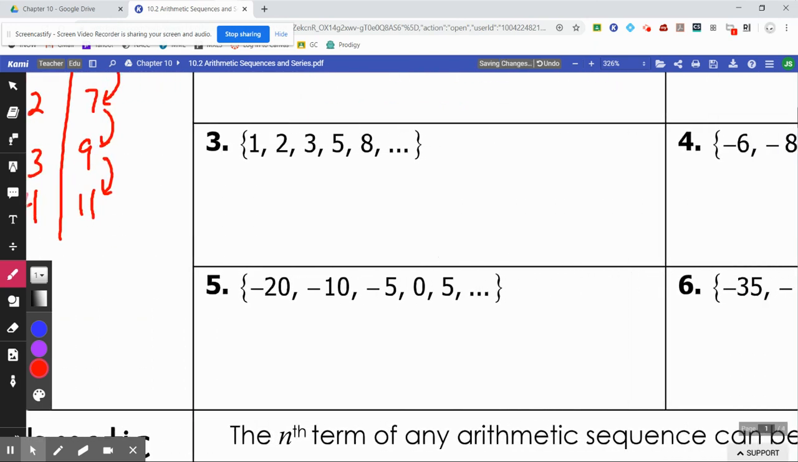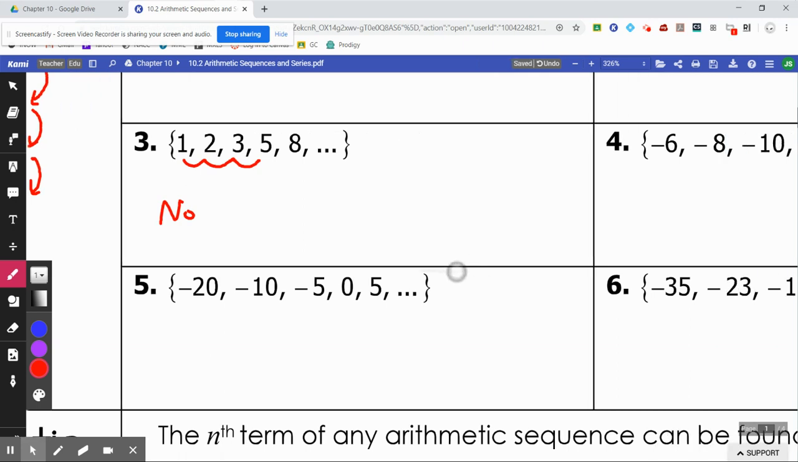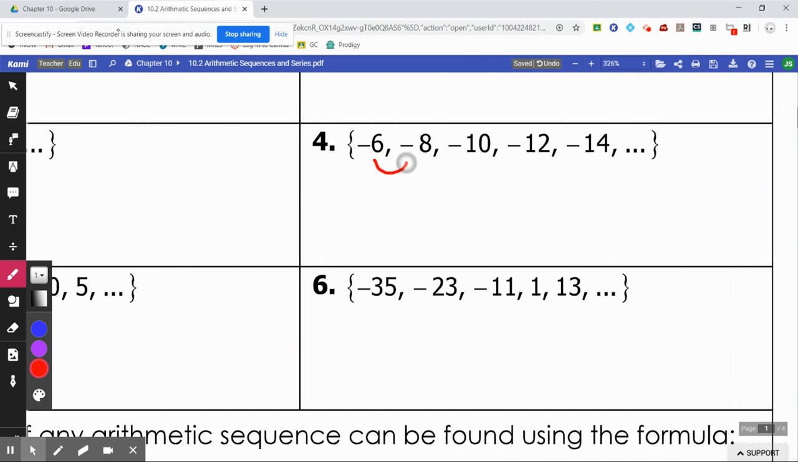Number 3, you're adding 1, you add 1, then you add 2. So we can just stop and say no. This is not arithmetic because it's not a constant. It must be constant. Here we go down 2 again, down 2 again, and down 2 again. So yes, the common difference would be negative 2, and this is an arithmetic sequence. Next three terms would be negative 16, negative 18, and negative 20.